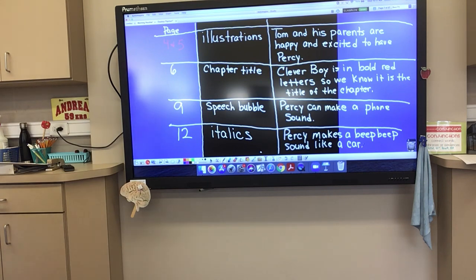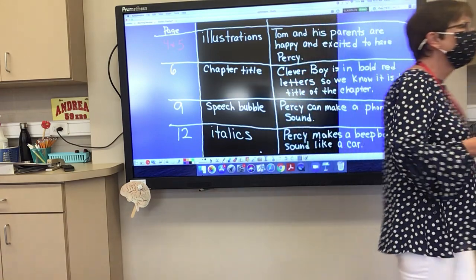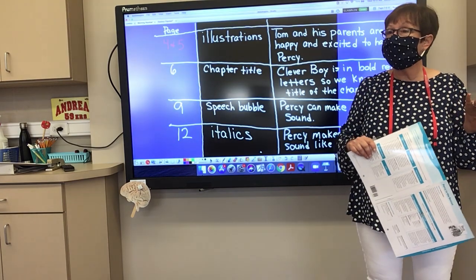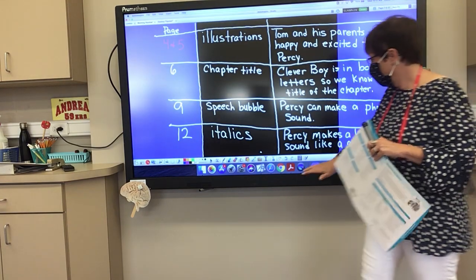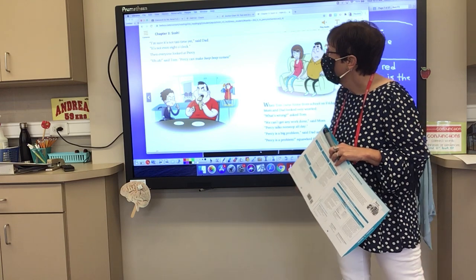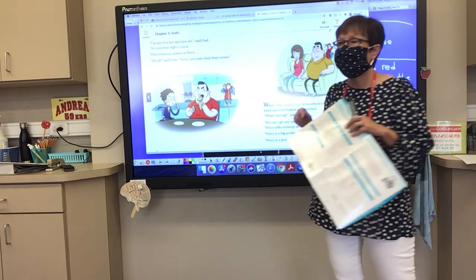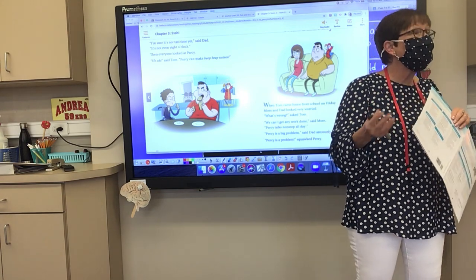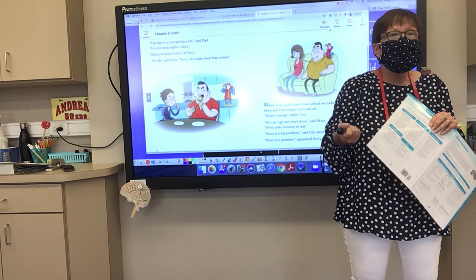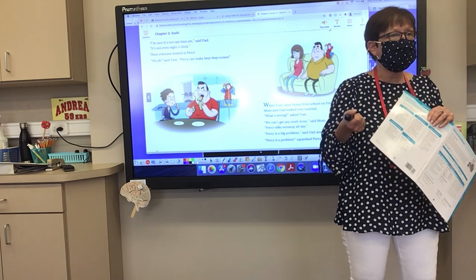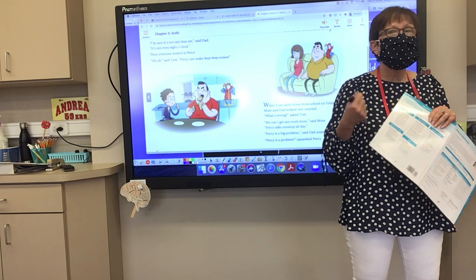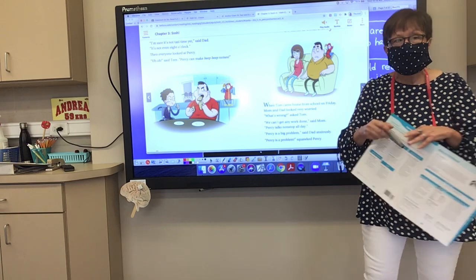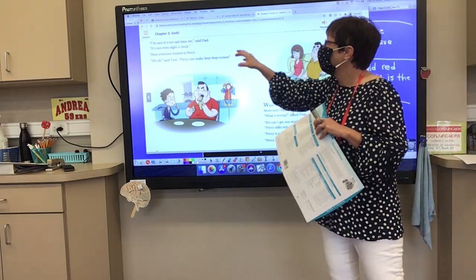Okay, now here's what I want you to do. I want you to tell me, why do you think that text is italics? Why did they write it with the italics? Let's go look at that again. Beep beep. Why do you think they wrote it like that? Because it's a word and a sound. It makes the same sound. It's an onomatopoeia word, right? So it sounds the same. The sound it makes is the same as the word. So we get that idea that he is doing that.